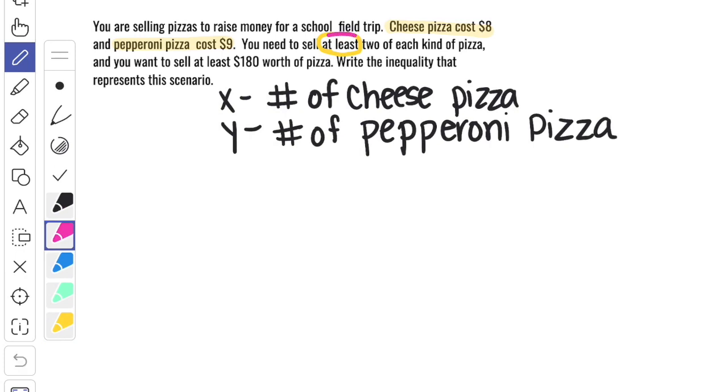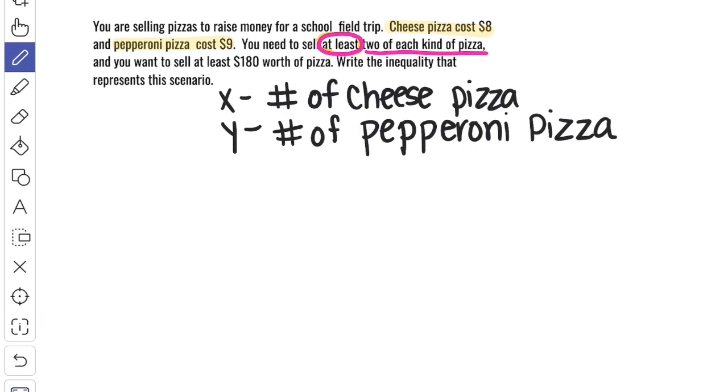So I'm actually going to change some colors here, and I'm going to explain why in a second. You need to sell at least 2 of each pizza, but they also want to sell at least $180 worth. So I'm going to have 3 equations in this problem. But the main thing that I want to look at is the fact that they're separated into 2 categories. One is a category of cost. So we have how much cheese costs, how much pepperoni costs, and then we have their total worth.